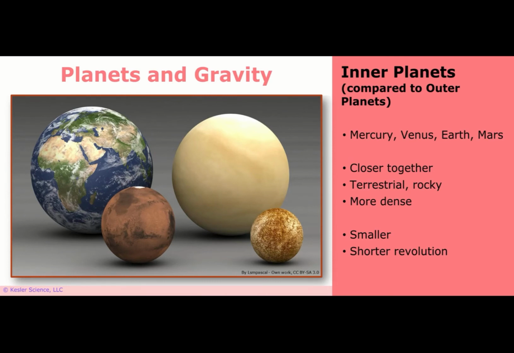Now, inner planets compared to outer planets, the inner planets, by the way, are the following: Mercury, Venus, Earth, and Mars. They're closer together in terms of their distance from each other. They're also made up of land, which is the same term as terrestrial, and they're mostly made up of rocks and metals. They are more dense, meaning heavier, and their size is rather smaller compared to the outer planets, and they have shorter revolutions, meaning it takes them a shorter amount of time to complete one revolution, or to complete their travel around the sun. And we'll talk about that later.